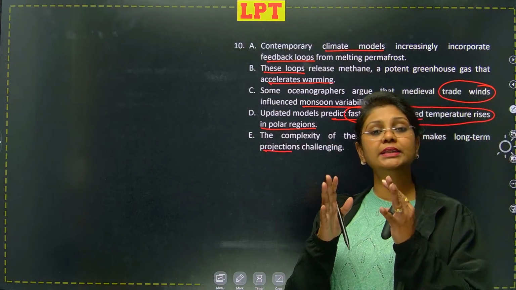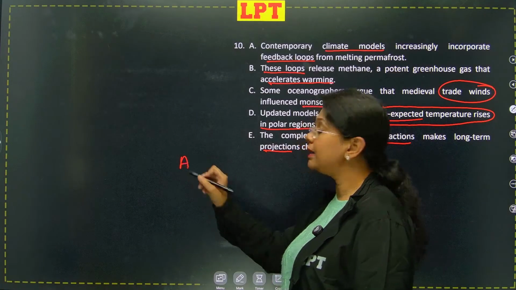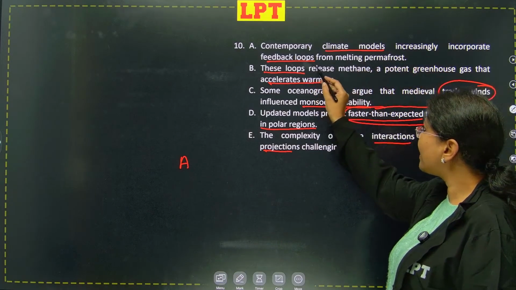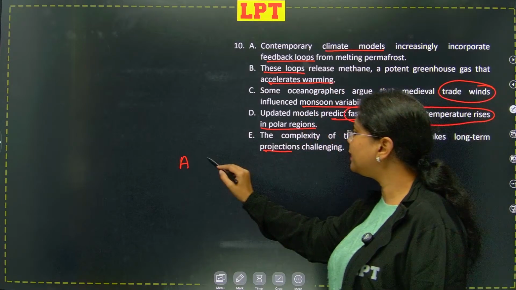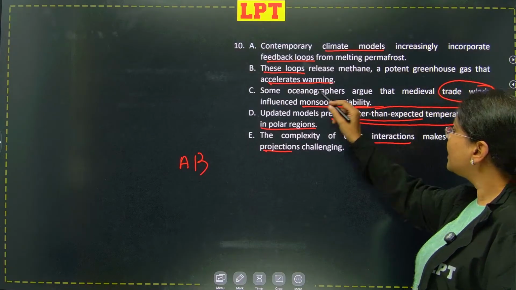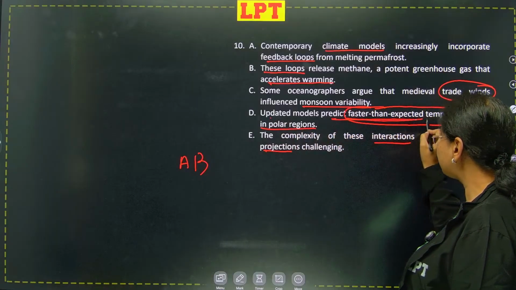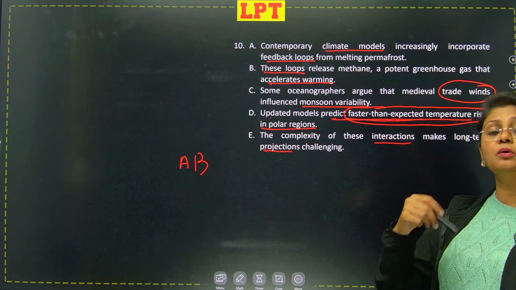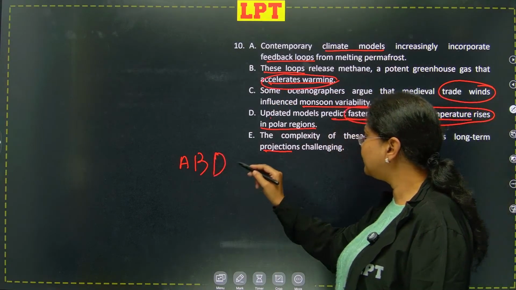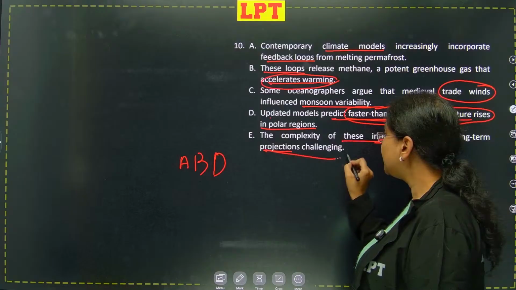Okay, so if you look at these five sentences here, I'm sure you would have figured out that it is statement A that we start with. It says climate models increasingly incorporate feedback loops, and then you continue. It says these loops release a potent greenhouse gas that accelerates warming. Then you have updated models predict faster than expected temperature rises, which correlates with the accelerated warming. So A, B, D go together, and E says the complexity of these interactions makes long-term projections challenging.